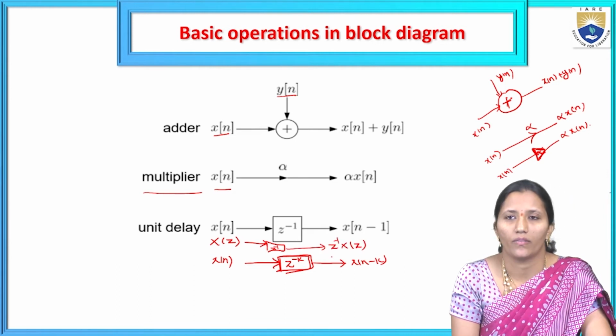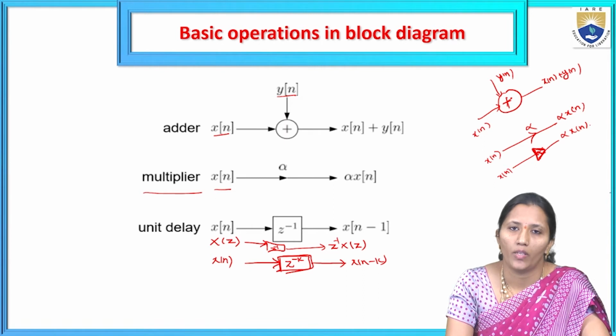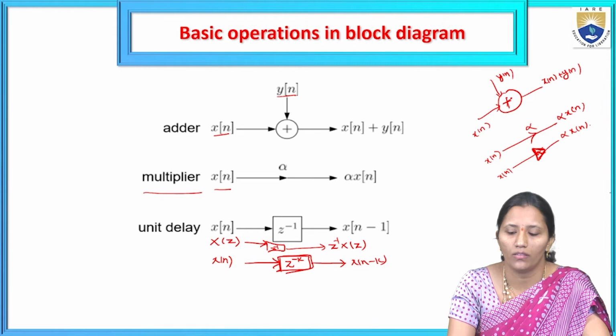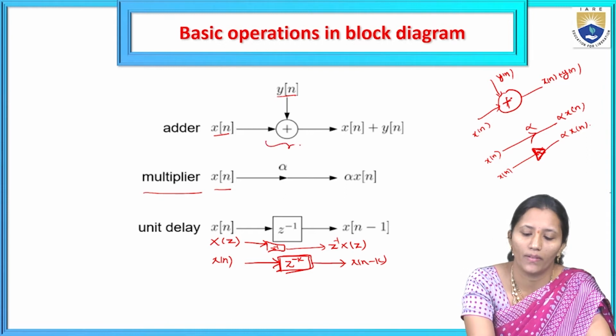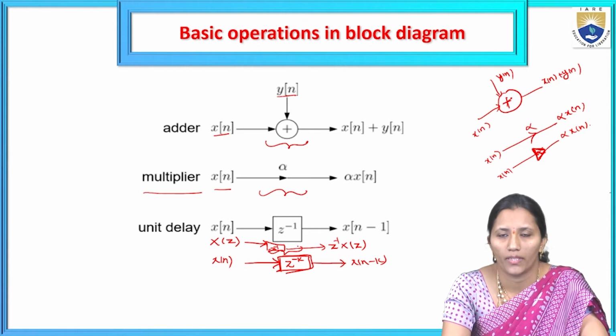We can write that one. Okay, these both are equal. So for the basic representation of the block diagram, we will use adders, scalar multipliers and delay elements. These are the three basic symbols we are going to use in the block diagram representation of a digital filter.